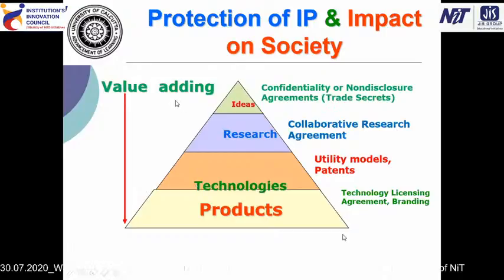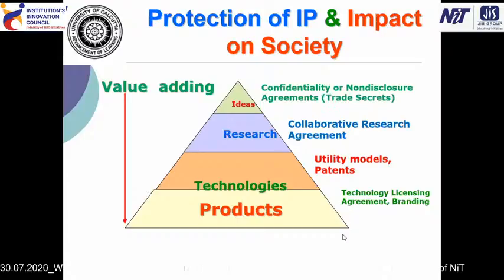In this one, the research is collaborative research. The technology is utility models and patents, and the product is finally the technology licensing agreement and branding. I spoke about this earlier. This is the Apple brand. The Samsung brand is different, but brand value is very important in intellectual property. In managing their intellectual property, they use patent filing and drafting of patents. They reserve their intellectual property in their own custody.